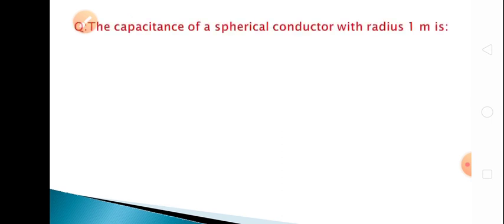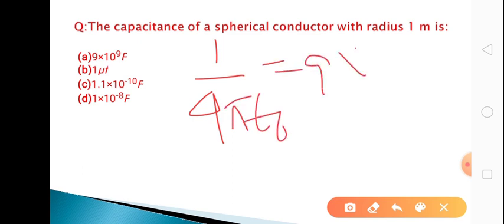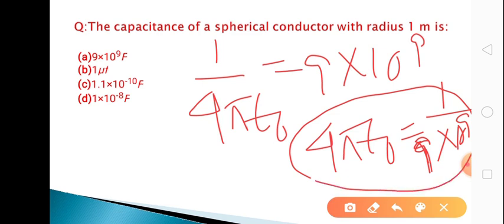Let's find the capacitance of a spherical conductor of radius 1 meter. How can you find it? You can find it using the formula 4 pi epsilon naught r. And you know the value of 1 by 4 pi epsilon naught in SI units: it is 9 into 10 to the power 9. So 4 pi epsilon naught is equal to 1 by 9 into 10 to the power 9. You can put this value in place of 4 pi epsilon naught, and the radius given.